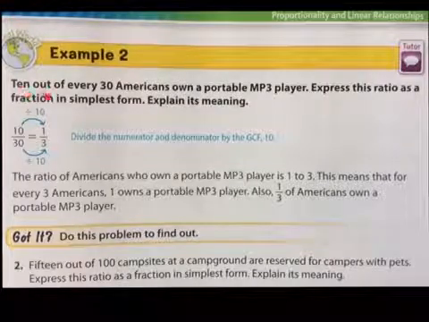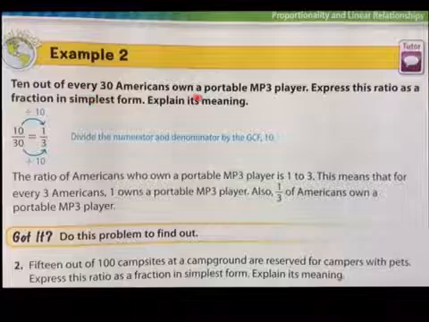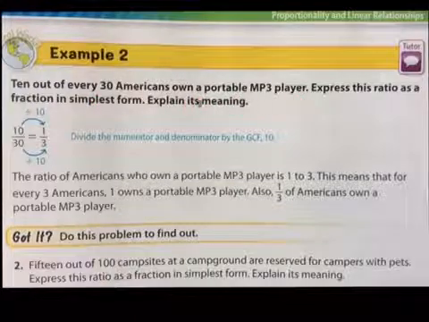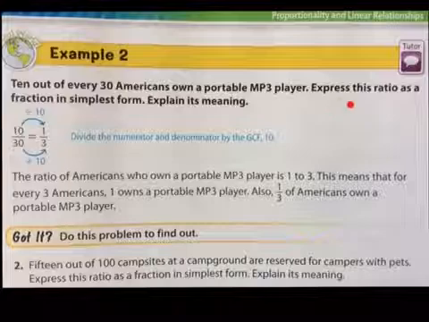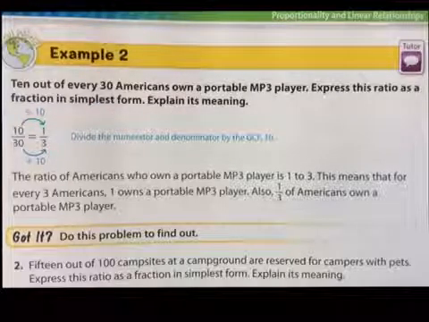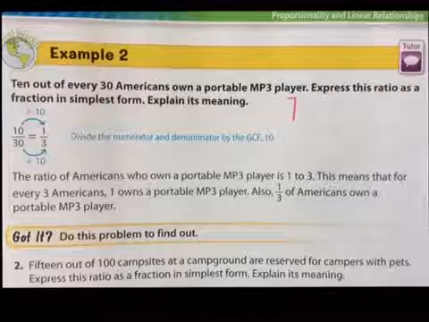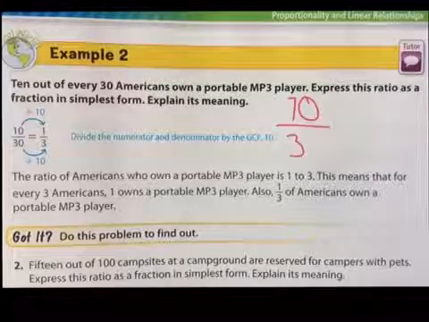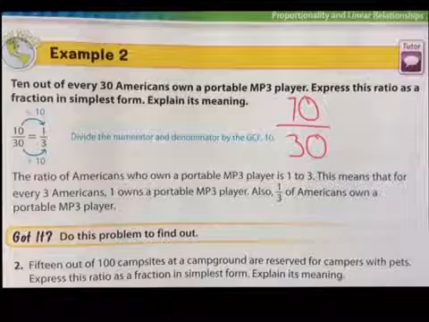You can see here that 10 out of every 30 Americans own a portable MP3 player, like an iPod. Express this ratio as a fraction in simplest form. Explain its meaning. So we have 10 for every 30. Okay? 10 for every 30.